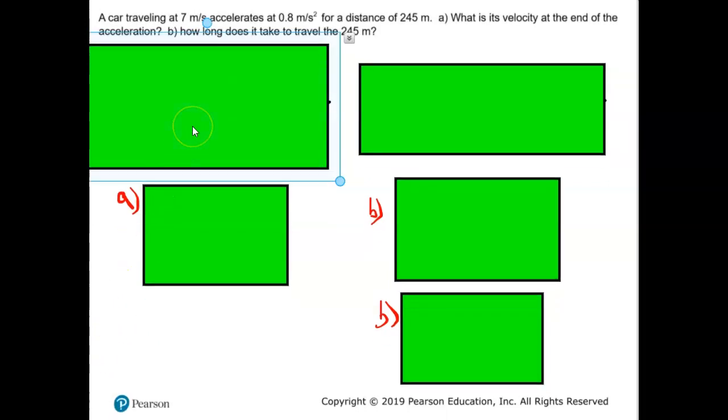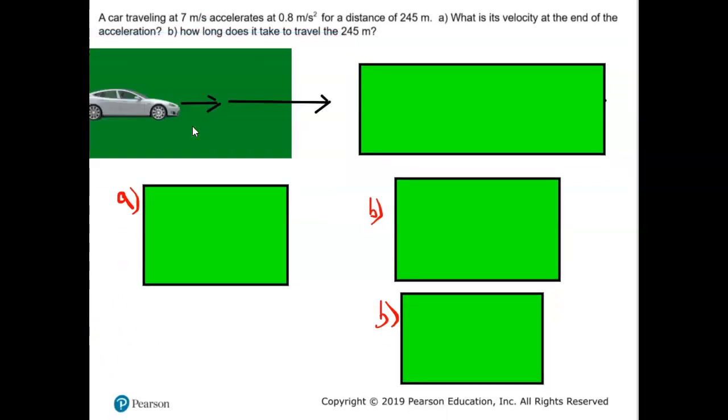So the first step is to draw the picture. I got a picture of a car off the internet. It says the car is traveling at 7 meters per second, so it's moving, and then it accelerates. If the acceleration and the velocity vectors agree, it's going to speed up, so that seems right. Then we go to the chart.